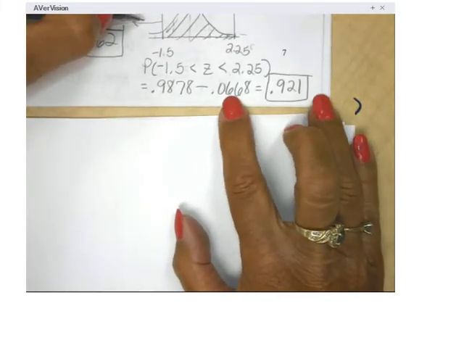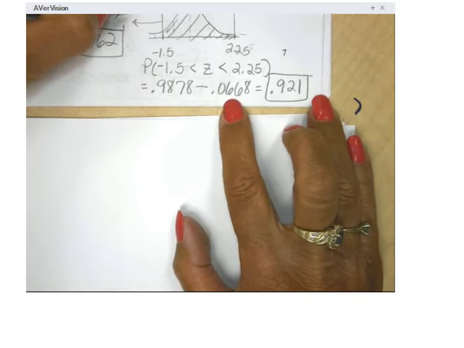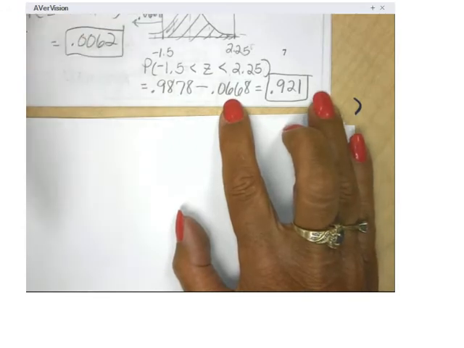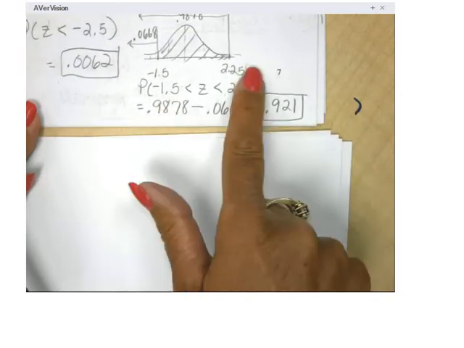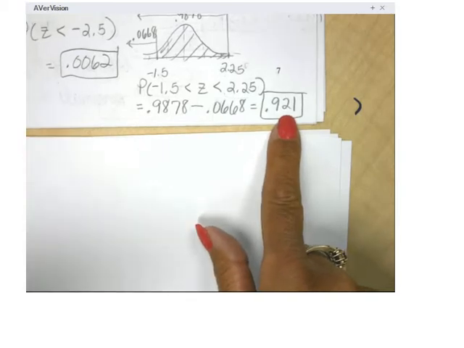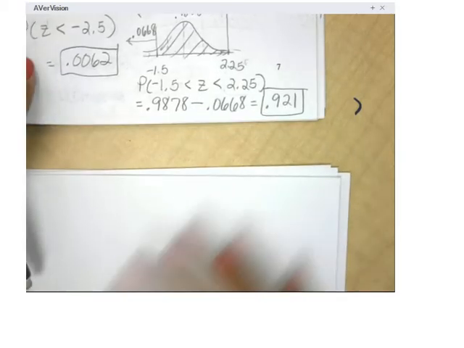So the area that is below this value is 0.9878. If you look up 2.25 as a z-value and find the area to the left, and if I find the area to the left of negative 1.5, I get 0.0668. And the large area minus the small area will give me the area between.